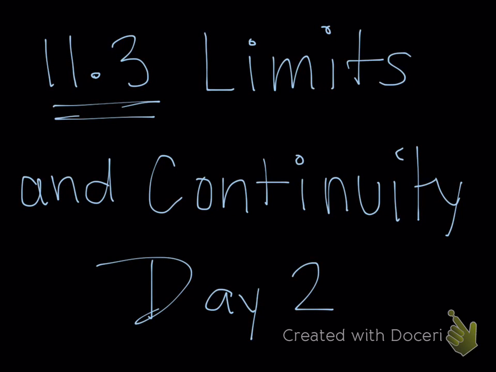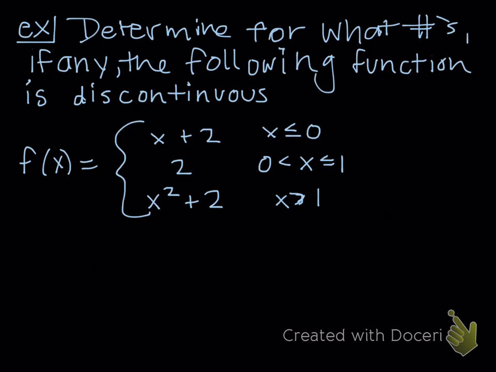Today we're doing section 11.3, and again we're working on this idea of limits and continuity for our second day. So here it says determine for what numbers, if any, the following function is discontinuous. So we're going to go through that three-step process using this piecewise function to determine if there's any discontinuity without looking at a graph.